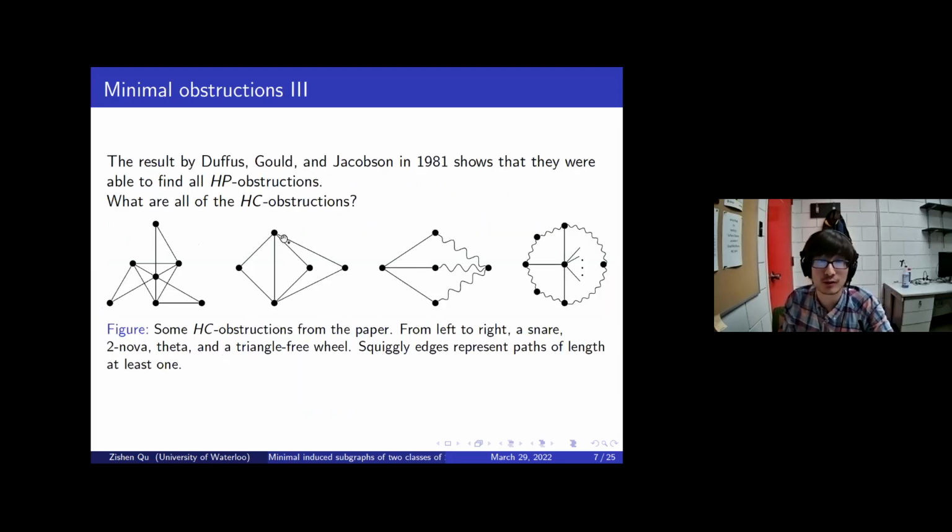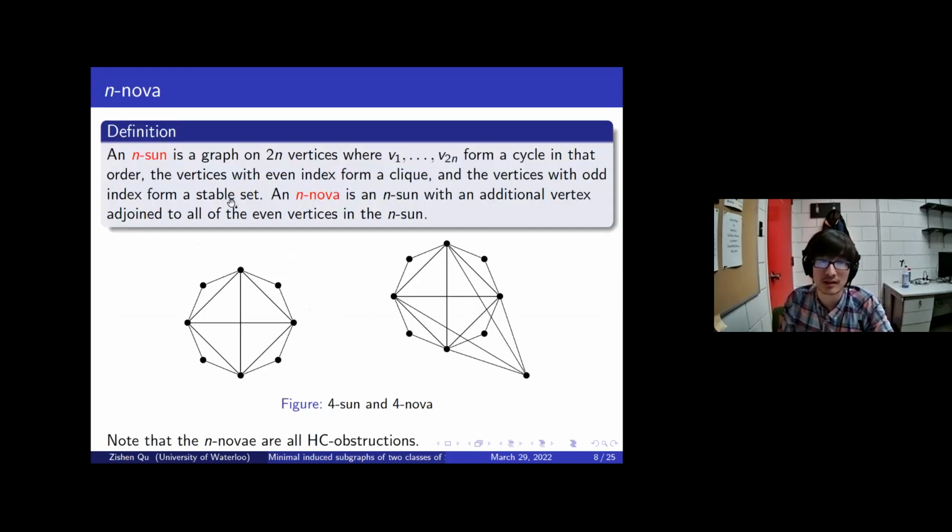It's a 2-nova because 2 times 2 is 4, so it gives you a 4 cycle. And you take the even vertices and you make a clique. That's a 2-sun, and then the last step is you take a vertex and connect it to all the vertices in the clique. So the 2-nova is exactly as constructed before, it's much simpler. But here's a 4-sun and 4-nova where you have a cycle of length 8, and there's 4 vertices in a clique, and the last, you add in a vertex that's connected to the entire clique.